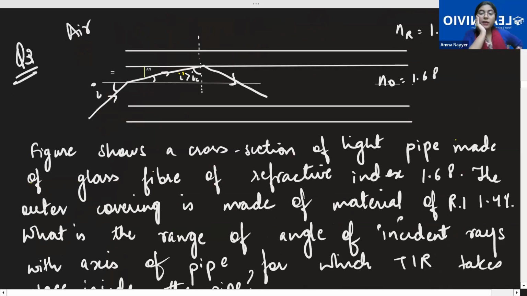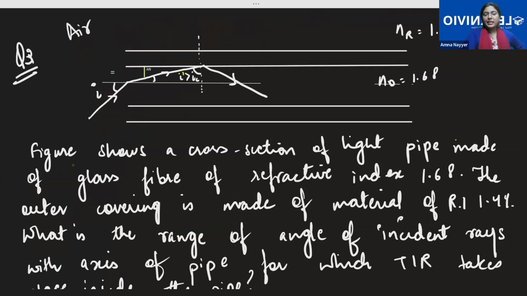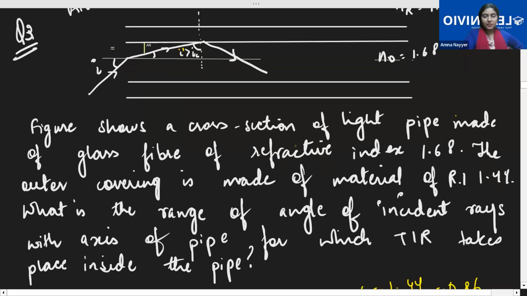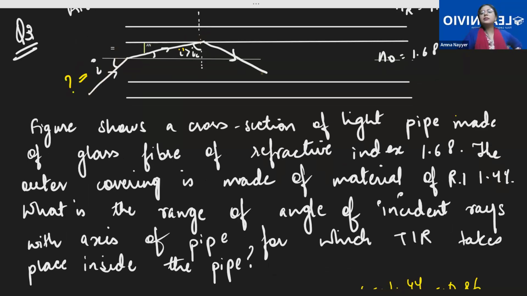Besides, see, this is a question from applications only. Optical fibers are one of the applications of total internal reflection. This figure shows a cross section of a light pipe made of glass fiber of refractive index 1.68. The outer covering is made of a material whose refractive index is 1.44. It asks: what is the range of angle of incidence of rays for which TIR can occur? See, if the light ray is entering from here, you have to find this angle, the range of this angle, so that when it strikes here, TIR occurs. This is the question.